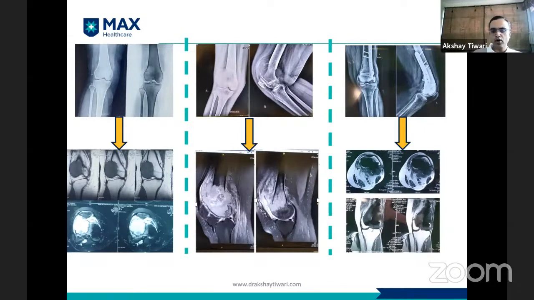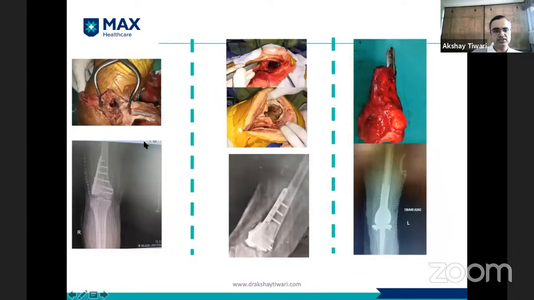And all literature points out that this is not an absolute contraindication for curettage either. And that is what was done in this case also. On the left, curettage, cementing and fixation. The middle, again, curettage and cementing, as long as the surgeon and the patient are fully aware that the risk of recurrence is a little higher. And the one on the side was treated with resection and a prosthesis.